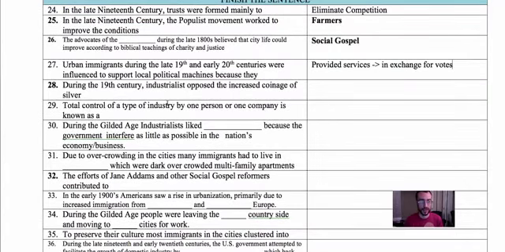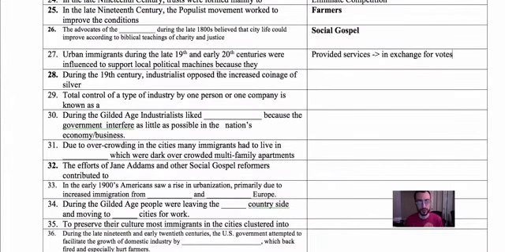28. During the 19th century, industrialists opposed the increased coinage of silver. So why are industrialists going to oppose the increased coinage of silver? Well, inflation. They do not want silver. If they get silver, then that means that their money is now worth less. And that means that all those loans that they give out are now going to be paid back at a lesser value of dollar.